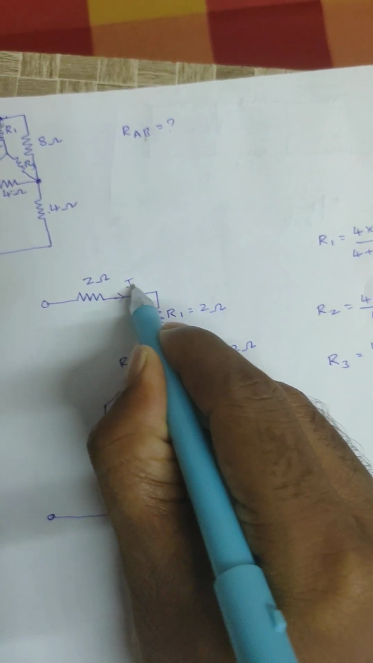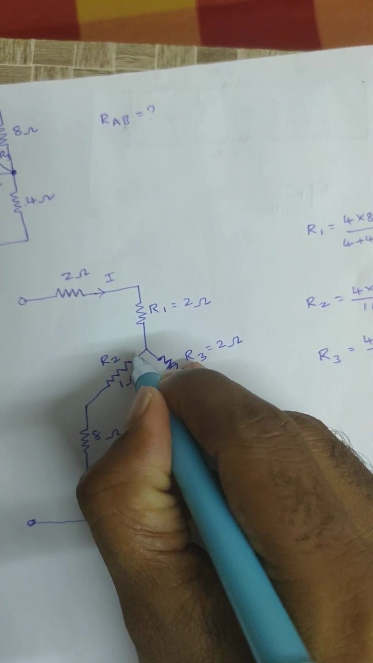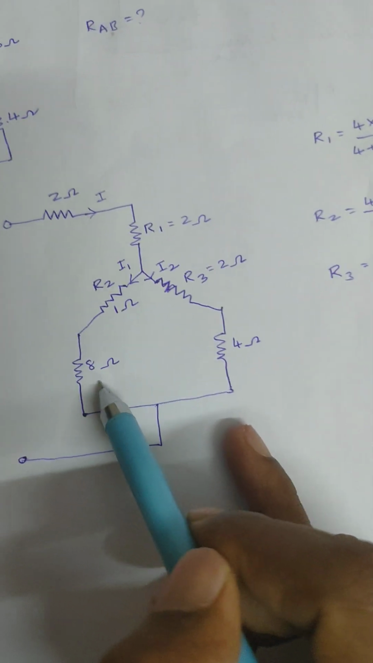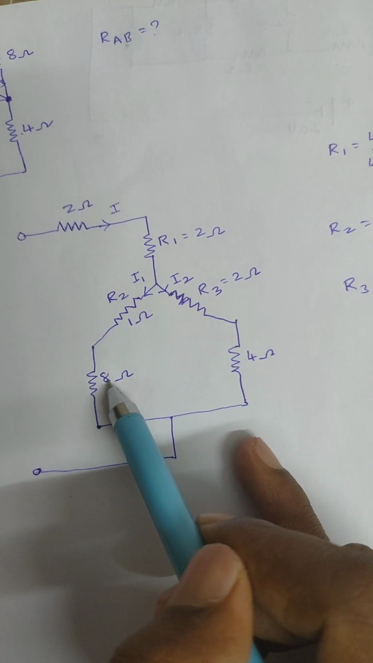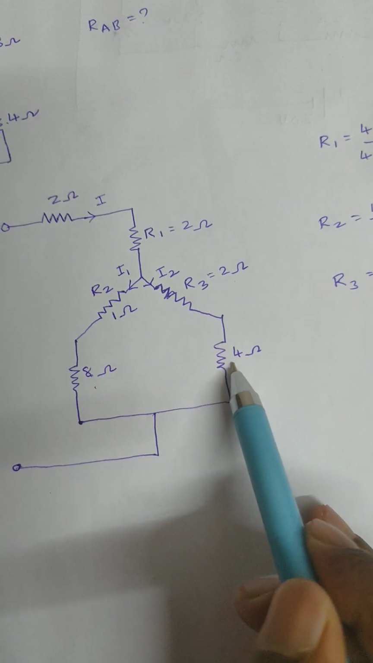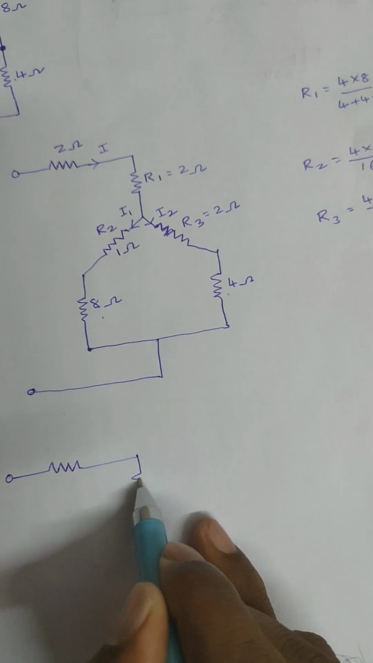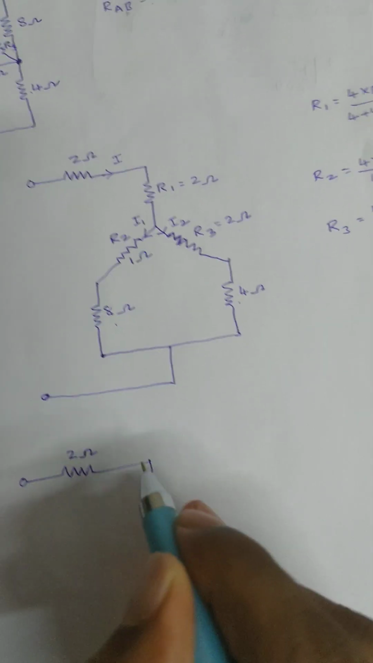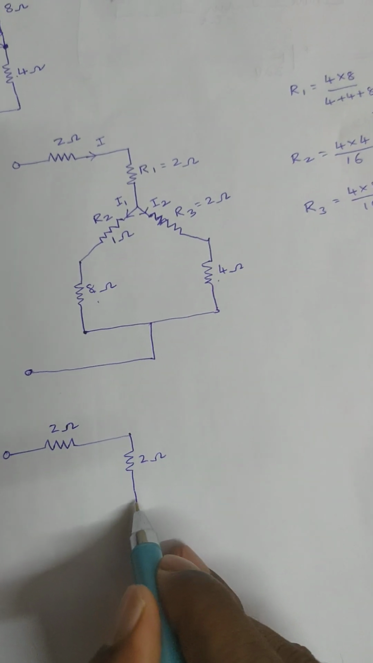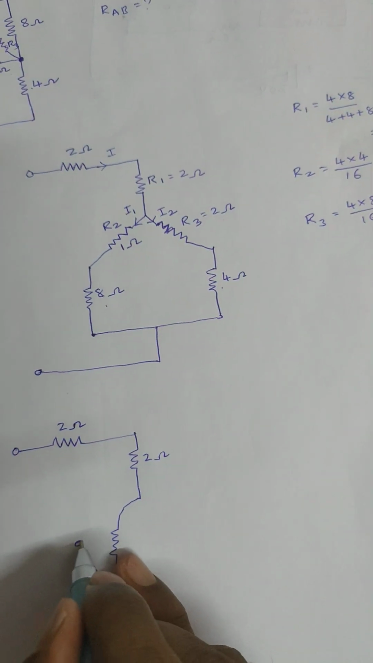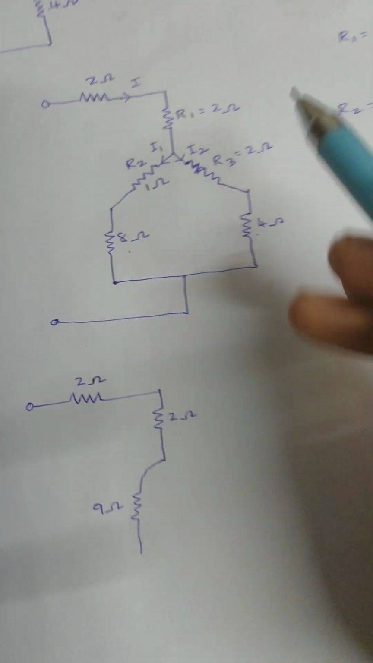Now see here, assume the total current is I, and the same current is flowing up to this point. Here the current is divided into I1 and I2. This I1 current is the same current flowing through this 8 ohm also, right? That means 1 and 8 are connected in series. Similarly 2 ohm and 4 ohm are connected in series. Then the equivalent circuit will be 2 ohm, 2 ohm, and 2 resistors replaced by a single resistor, 9 ohm, since 8 plus 1 is 9.